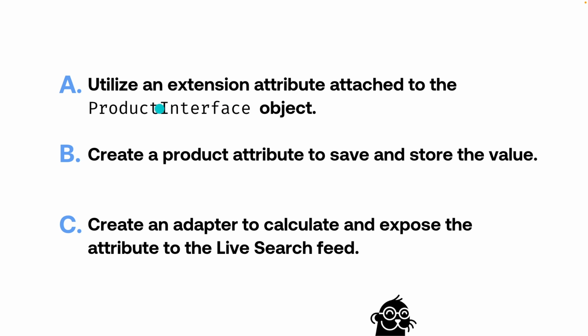Utilizing an extension attribute attached to the product interface object. So basically, we are storing a calculated container value here, or capacity value. This extension attribute would then have to be initialized. First, we have to define an extension_attributes.xml.